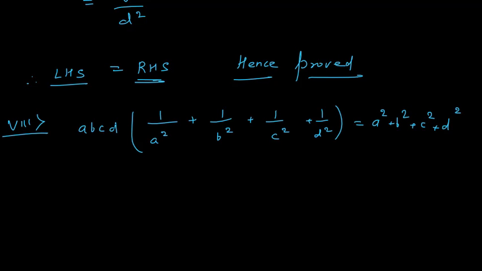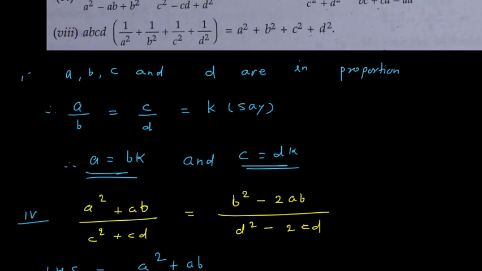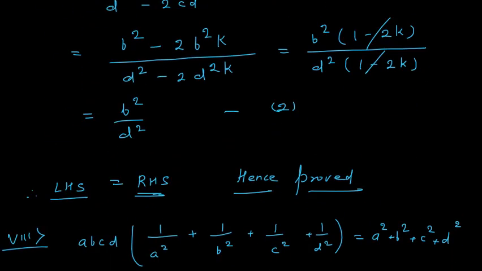Okay, so here is your last one. Now, what do we do here? As we know that a is equal to bk, so if I say 1 upon a, it will be 1 upon b square k square.